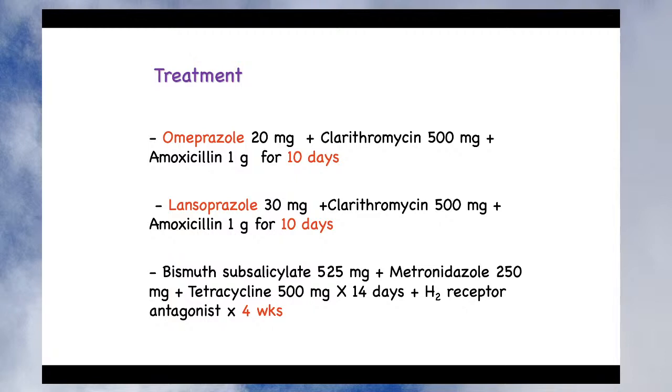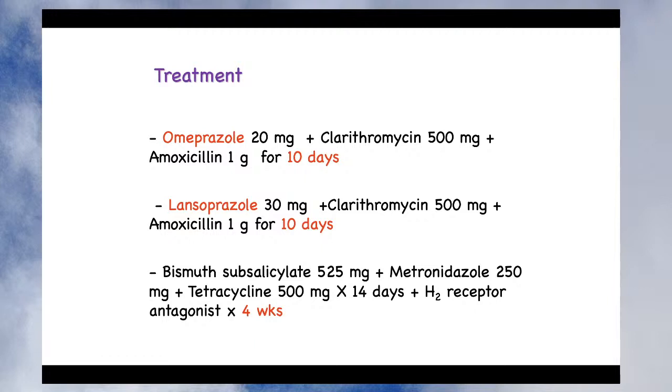You can also add metronidazole 250 milligram, tetracycline 500 milligram. So this is given for 14 days. You can also add an H2 receptor antagonist for 4 weeks. So the first 14 days treatment, or 2-week treatment, is with bismuth subsalicylate, metronidazole 250, tetracycline 500 milligram along with an H2 antagonist. And once this 14 days treatment is over, then the H2 receptor antagonist can continue further for 2 weeks. Okay, so this is how you can try.